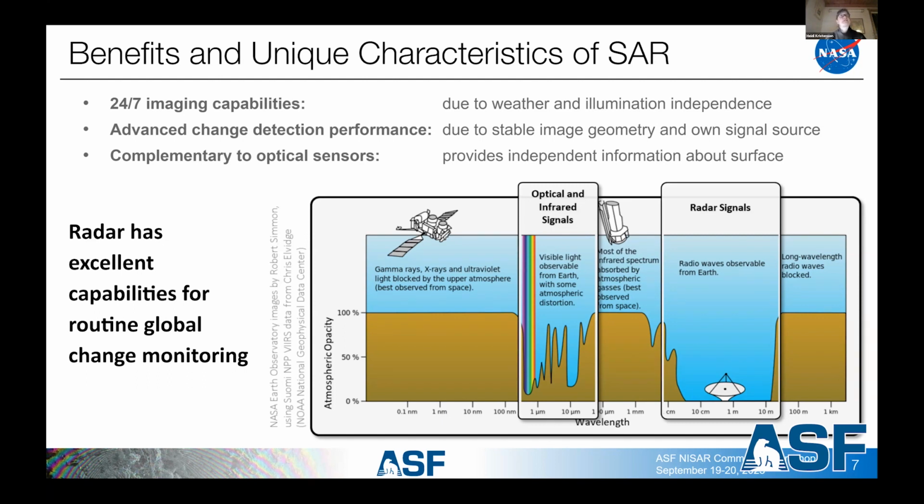The other important thing to note about SAR is that it creates its own illumination. So there's a very controlled signal that's sent down to the Earth, and only the returns of that very controlled signal are measured when they come back to the sensor. So it has nothing to do with the sunlight conditions. That means that we can collect an image anytime, night or day. It doesn't matter at all what the sun conditions are doing.